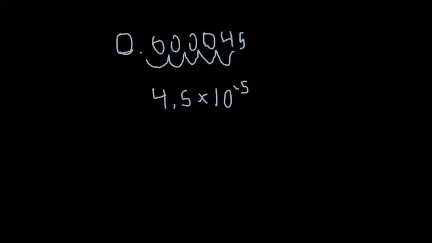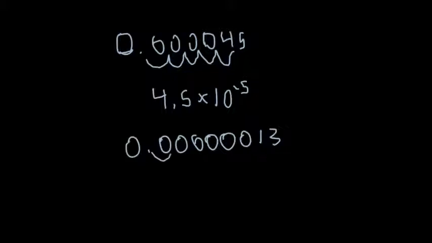So let's look at one more of those. So let's say I have 0.0000013. So again, move that decimal 1, 2, 3, 4, 5, 6, 7 times to get 1 and 3/10 times 10. I moved it 7 times, so that's -7.